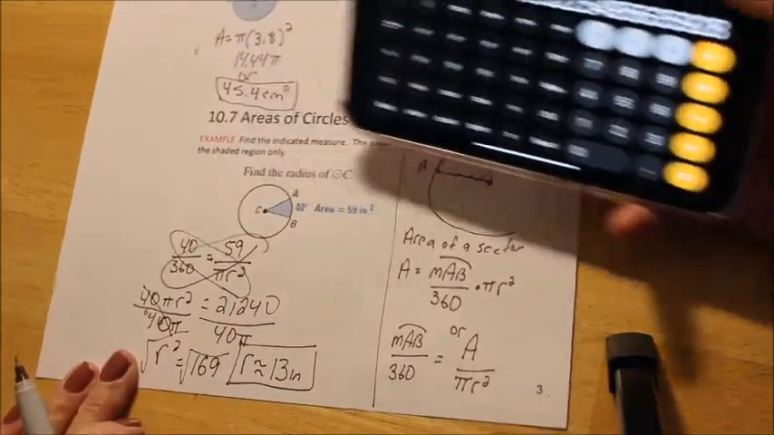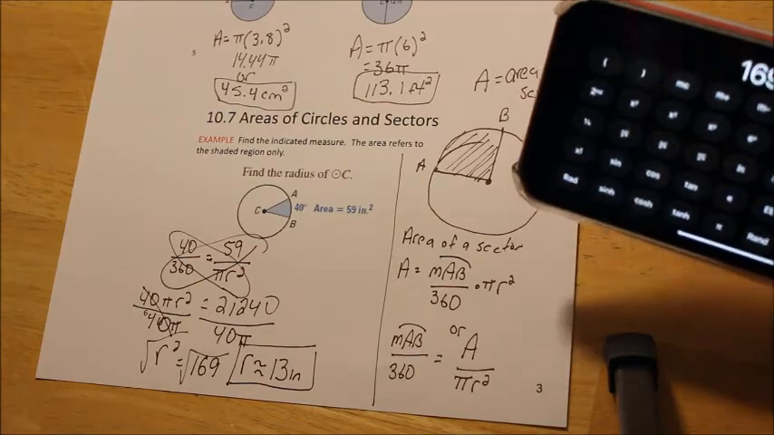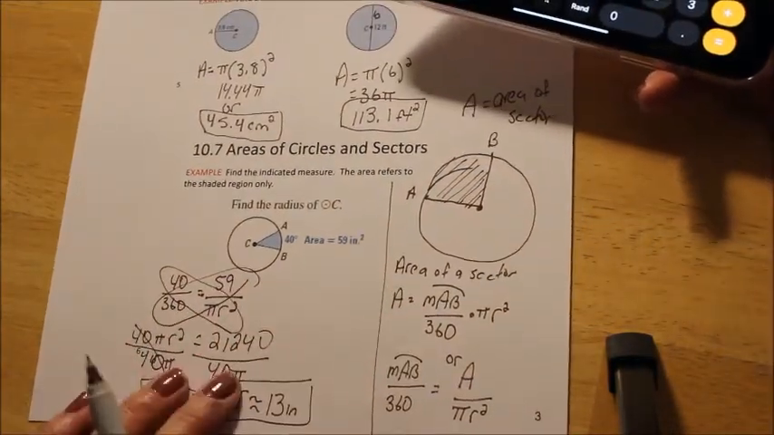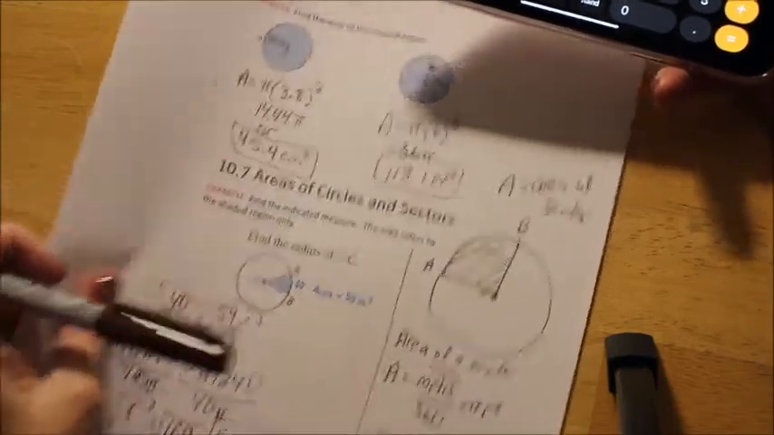And there's my radius. I feel like I should do an example. Maybe I'll do one off the homework of just finding the area of a sector, so hang tight, I'll do an example of that. I think I just have one more page.